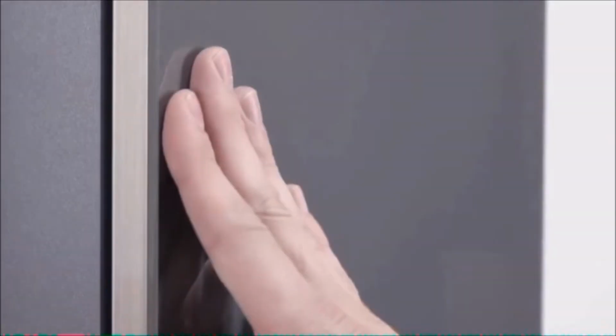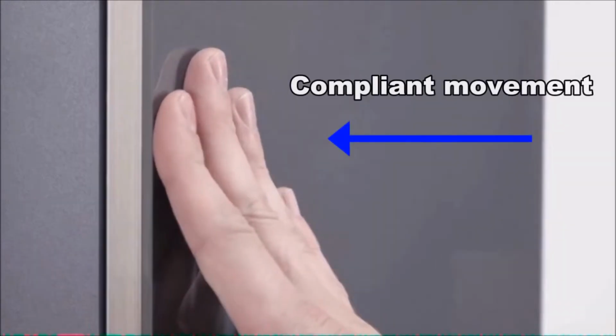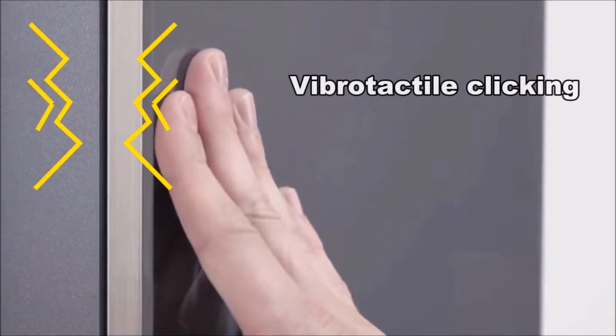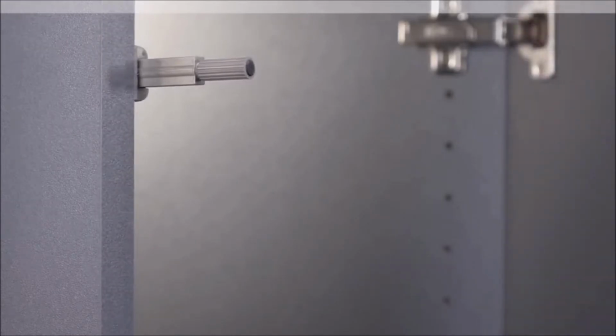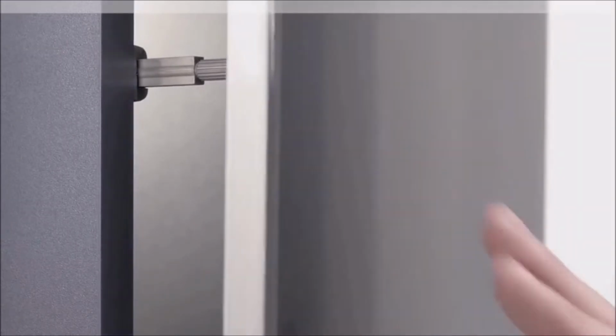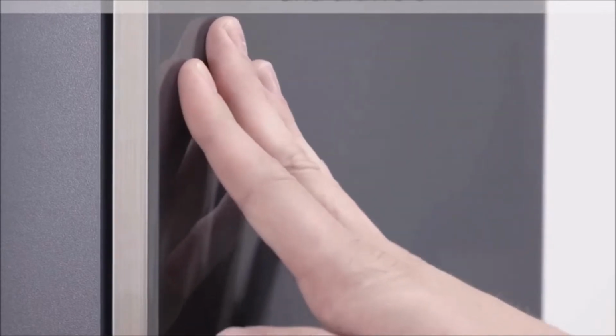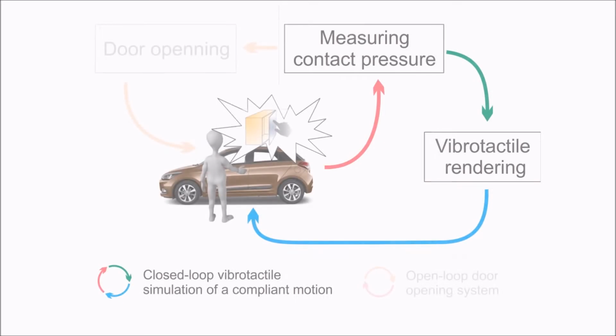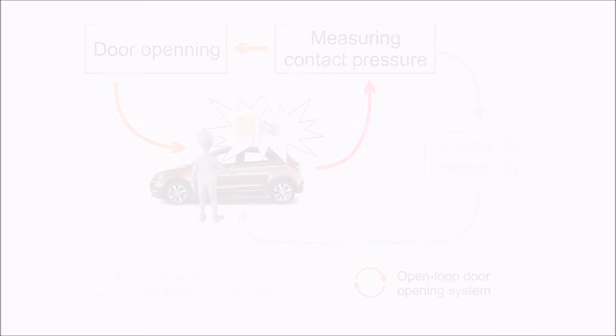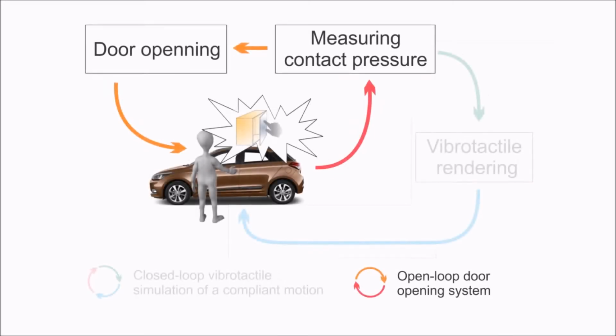A push latch mechanism provides two types of haptic feedback: a compliant motion of the door that shows the user that the process is going on, and a vibrotactile clicking effect at the end of the motion signaling that the door is unlocked. When the user closes the door, a spring mechanism of the latch returns to the ready state. We simulate the compliant motion by a closed-loop modulation of vibrotactile feedback with respect to contact pressure. The clicking effect is synthesized in an open-loop fashion.